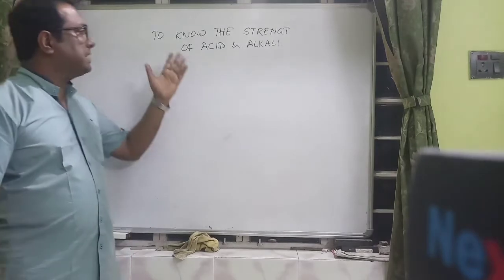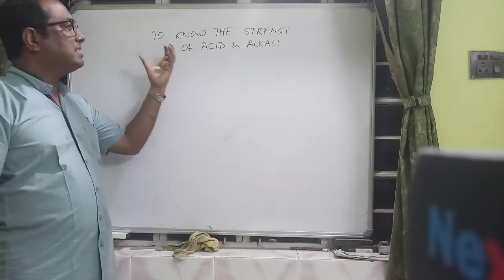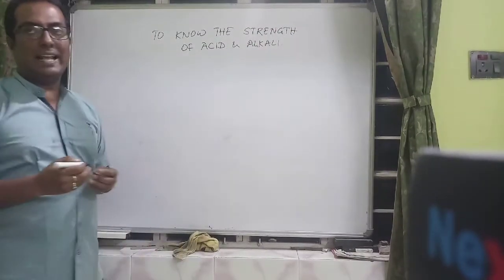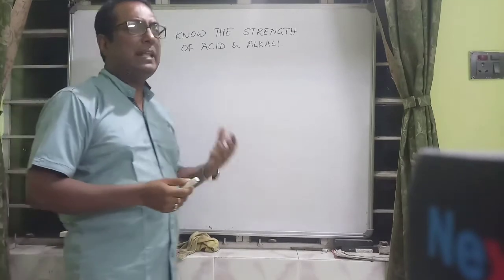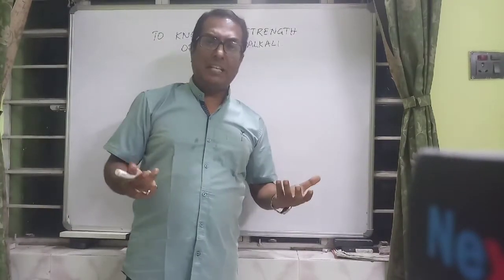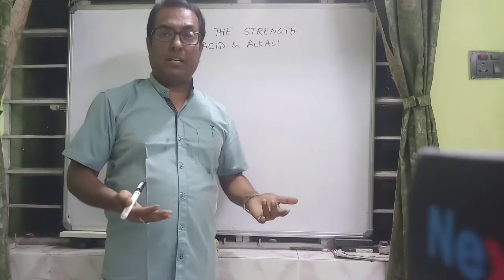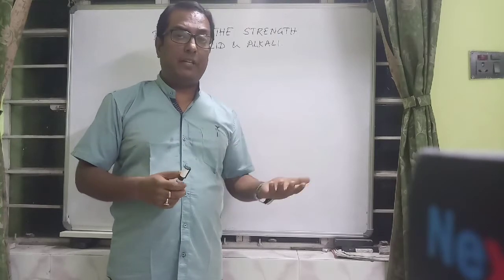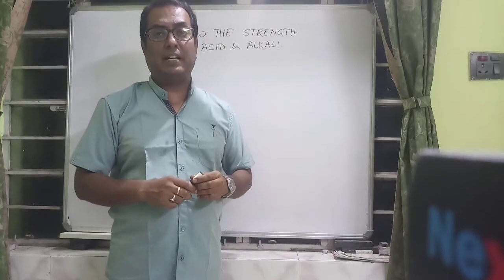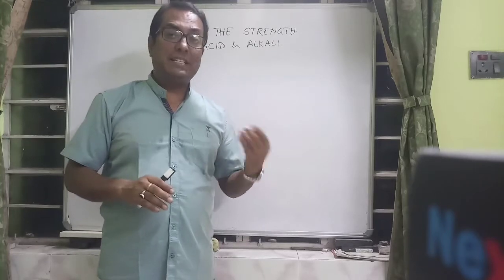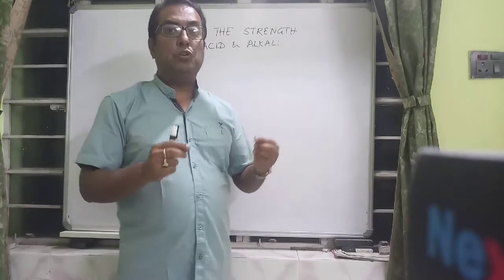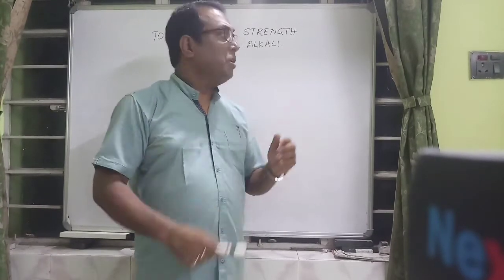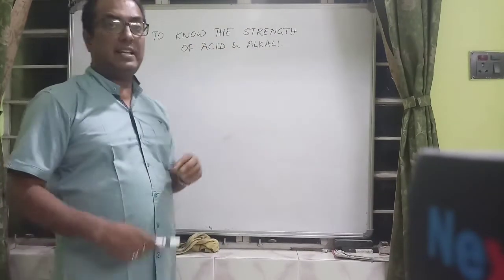Now let us go directly to understand the strength of acid and alkali. So student, by the help of litmus or phenolphthalein or methyl orange, which we use as indicators, will it be available for you to know the strength of that acid or alkali? It is not possible, because it will only detect the presence, but it will not tell you the strength of the alkali or the strength of the acid. Now we have to determine the strength of the acid and alkali.